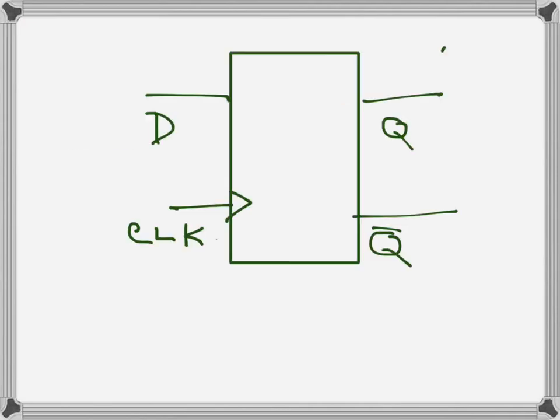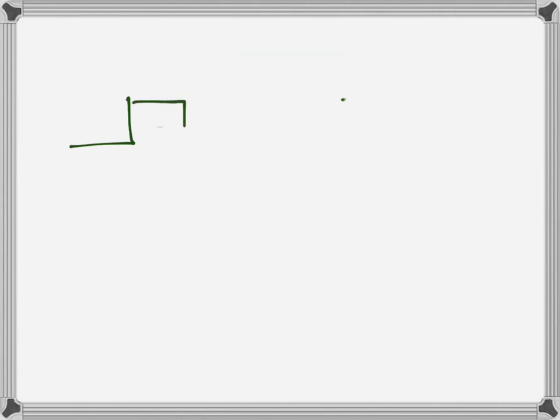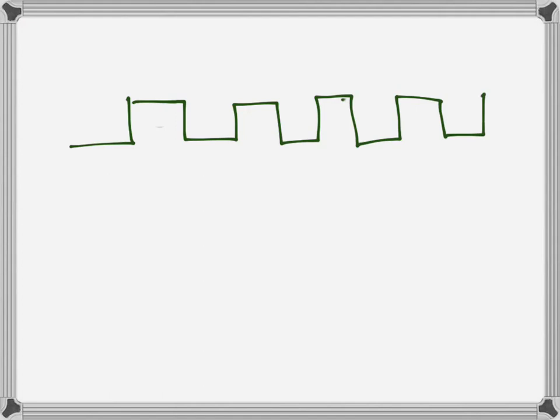Let's draw the clock signal first. We are talking about a rising edge clock, as it shows here. So we have a clock signal, let's say like that, and these are the rising edges where the clock works. Now what setup time says is, before the clock changes, for a certain time the input cannot change. The input has to be constant for a certain time before the clock changes.